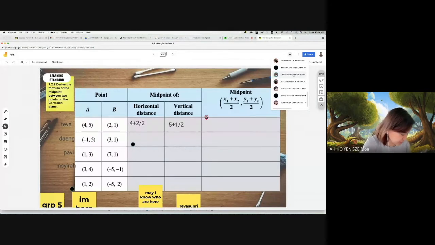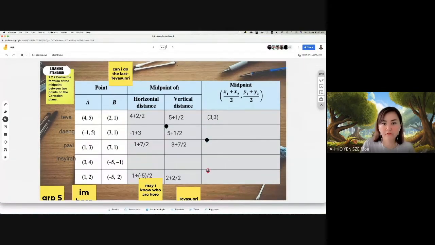Okay, good. Daing has come in. Oh, Cikgu Nik Maizan. Okay, Cikgu Nik can PM me later. Okay, no problem.